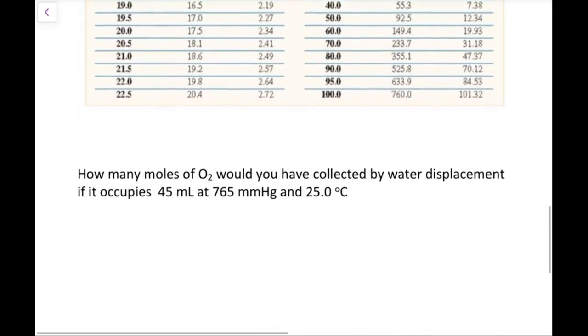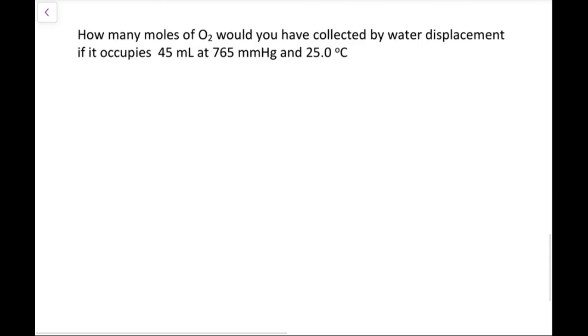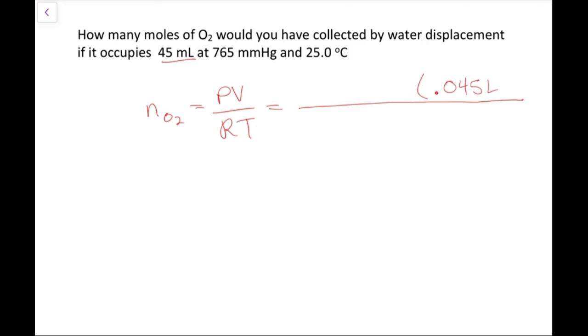Here's an example problem. How many moles of oxygen would you have collected by water displacement if it occupies 45 milliliters at 765 mmHg and 25 degrees Celsius? So let's just go ahead and first set up N of O2 equals PV over RT. And I'm just going to set this up kind of all at once. So my volume is 45 milliliters. Make sure you convert that to liters. So that would be divided by 1,000, so 0.045 liters.